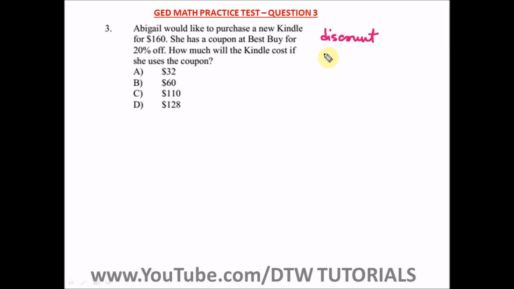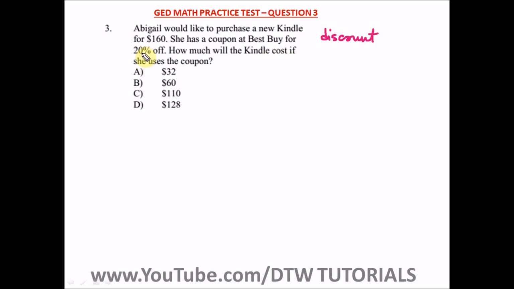So how much will it cost if she uses the coupon, which has a 20% discount off? We have to find 20% of $160. When we get that, then we'll subtract the value we get from 160 to know how much she's going to pay for the Kindle. That's the cost of the Kindle.